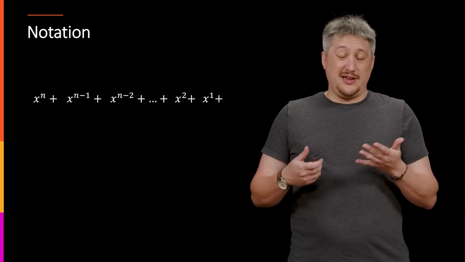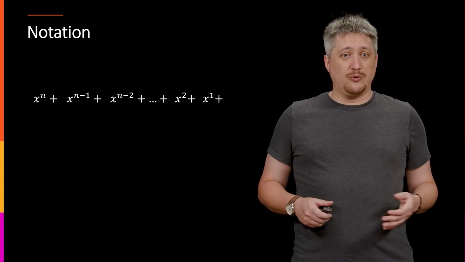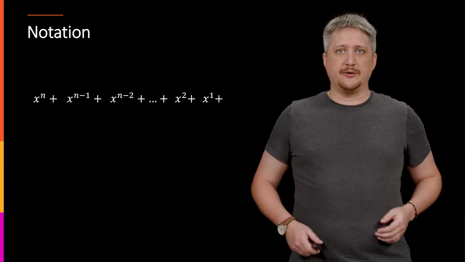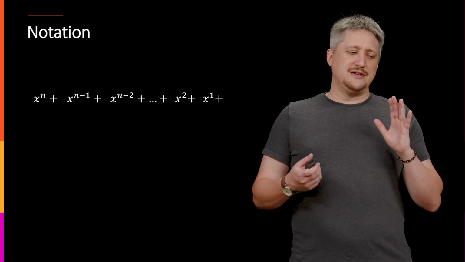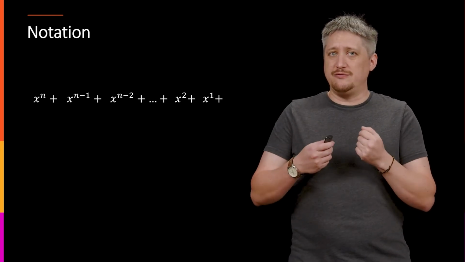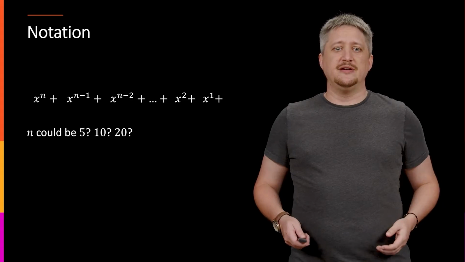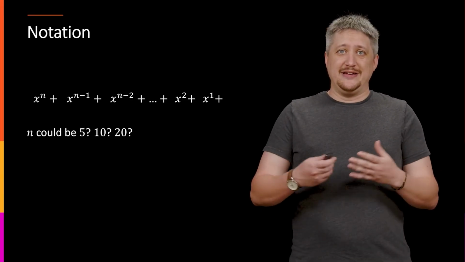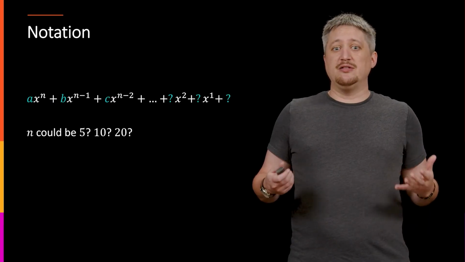So if we had, say, n is 4, we would have x to the 4th, x to the 3rd, x squared, x to the 1, x to the 0, whatever. Now, this is fine if we have 4 or 5. But it could be 5, it could be 10, it could be 20. It could be a very large number.